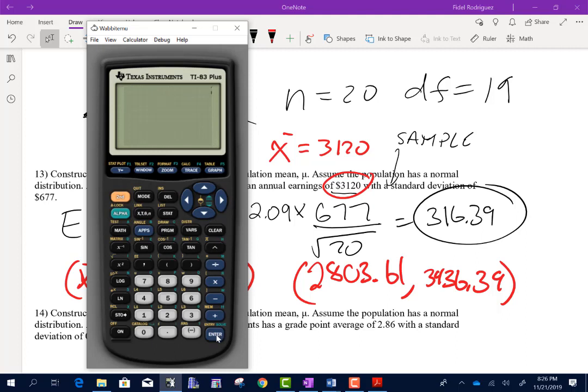Calculate it. And let's see, it takes a little bit of time. Okay, so 2803.2, 3436.8. Roughly the same kind of thing, right? It's just we're off a little bit by the decimals, guys. But again, this is perfectly fine.